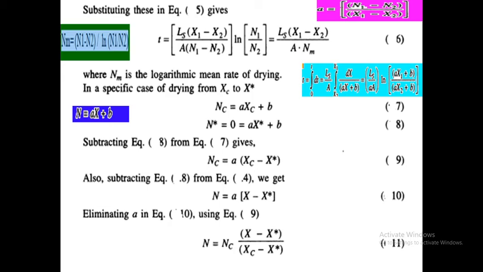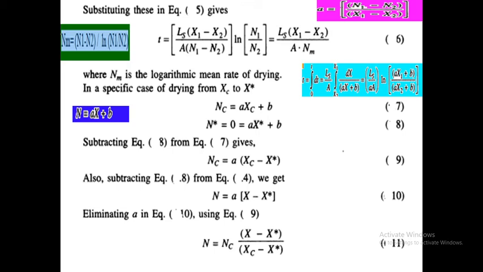Now eliminating small a in equation 10 using equation 9. Are you clear or not? Okay. So for the a in equation 10, from equation 9, refer to equation 9. What is the small a value?